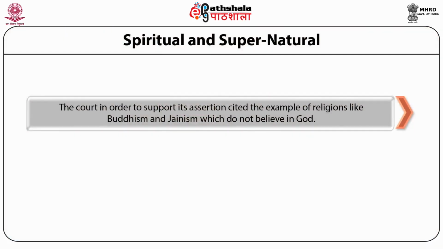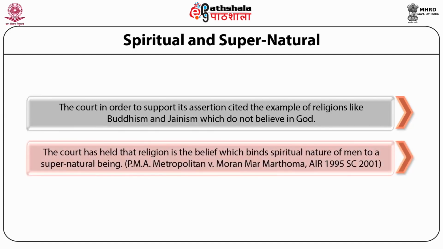The court, in order to balance these conflicting considerations, has taken a broad view of religion. It has defined religion as a matter of faith with individuals or communities, and it is not necessarily theistic. What that essentially means is that you don't actually have to believe in a god. In support of this assertion, the court cited the examples of Buddhism and Jainism, which do not believe in a god, with Gautam Buddha and Mahavir Jain respectively being, if you like, the human embodiments of that religion. The court has held that religion is the belief which binds the spiritual nature of men to a supernatural being.